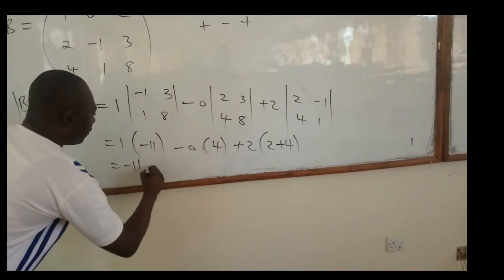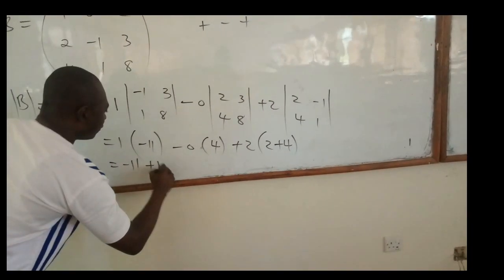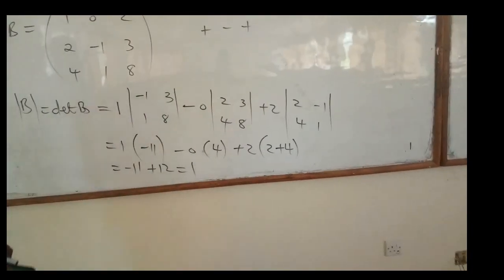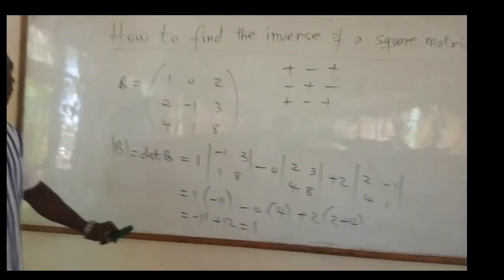This is 0 plus 2 times (2 plus 4 is 6), which is 12. So this is 1 times negative 11 plus 12, so the determinant of this matrix is 1.